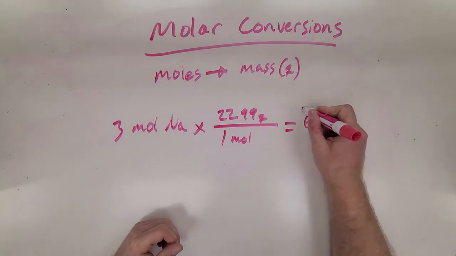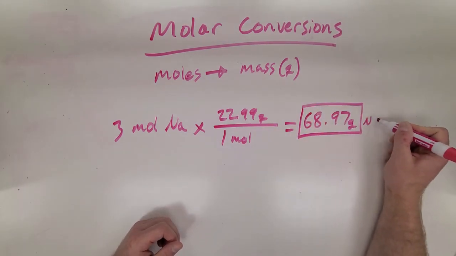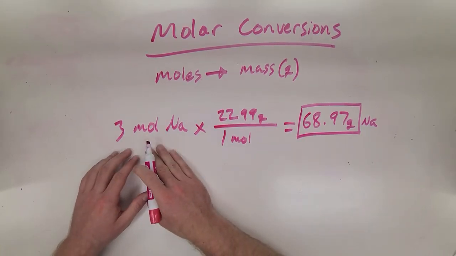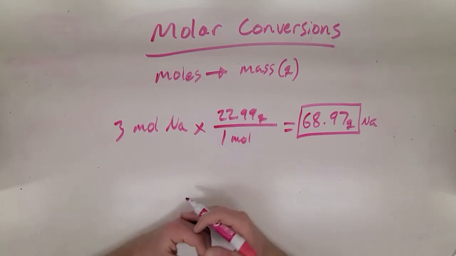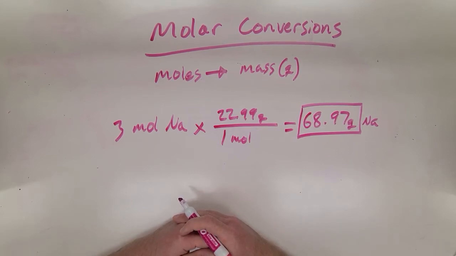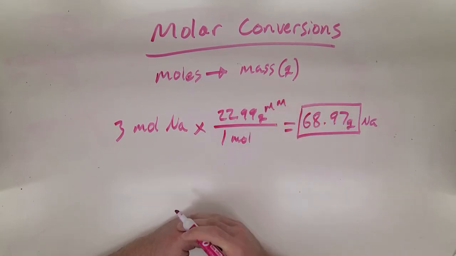So this is how many grams of sodium we have if we had 3 moles of that substance, or how many grams we would need if we wanted to have 3 moles of that substance for whatever purposes we have. 68 grams, I think that's kind of a lot of sodium. That's the molar mass right there.